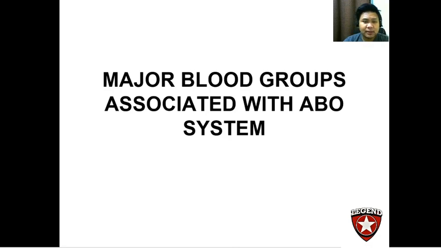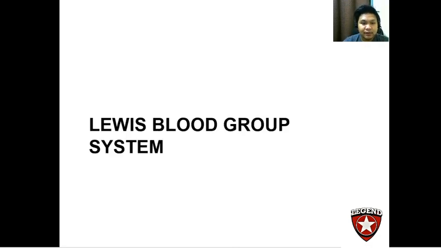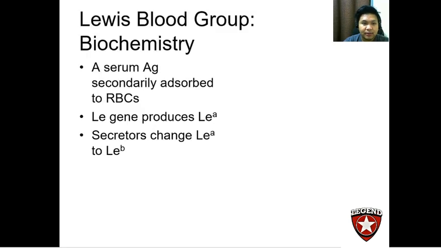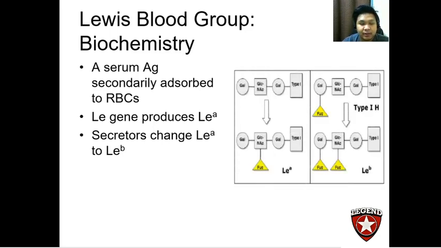So let us now discuss the major blood groups associated with the ABO system. First is the Lewis blood group system. The Lewis blood group system is comprised of antigens secondarily adsorbed to RBCs. So they are not found primarily on the RBC membrane. The capital Le gene produces your Lewis A antigen. Then this Lewis A antigen is converted to Lewis B through enzymes produced by secretors.